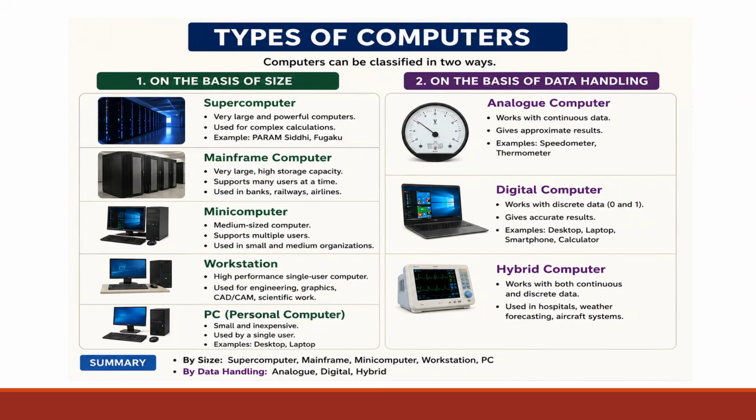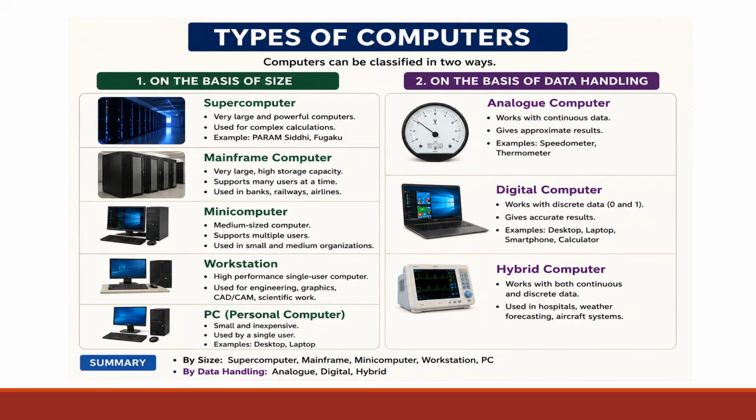And next one is personal computers, smaller size and inexpensive, used by a single user. For example, desktop and laptop. These computers are divided based on the size. And second one is on the basis of data handling. Means into these machines we are providing some data. Based on that data, we have these types: one is the analog computer, another one is the digital computer, and last one is the hybrid computer.